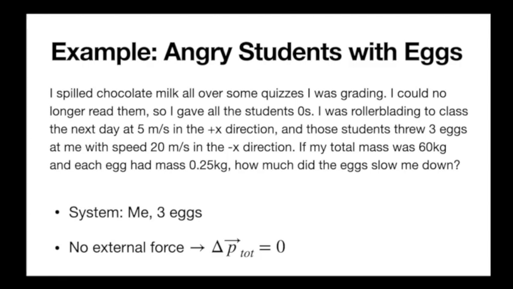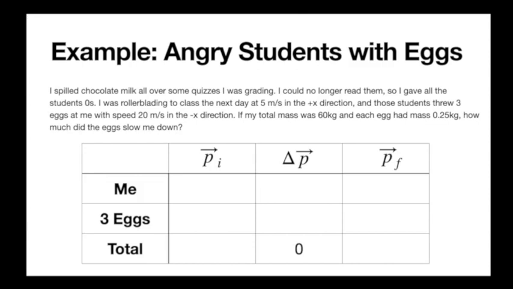Oh, and the goal here, we want to know how much that slowed me down. So the eggs are thrown at me. How much does that change my speed? So let's start with a momentum chart. We have a row for me, a row for the 3 eggs, and I combine them all together because, again, this is kind of like going back to what we did with those 2 forces where we combine them into a single piece because they just act as one, F net.